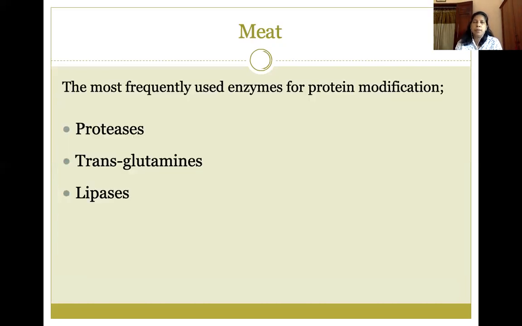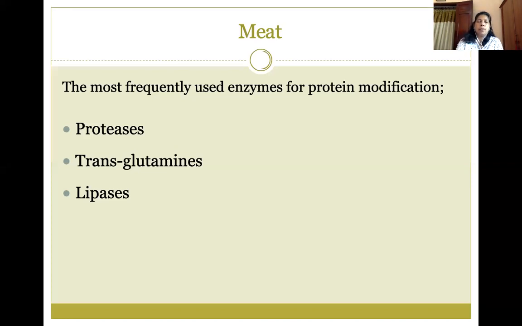Let's move to the meat industry. The most frequently used enzymes for protein modification are proteases, transglutaminase, and lipases. Now you know the role of the lipases. I have to mention the transglutaminase enzyme. It supports getting a very nice structure. It makes more bridges or linkages between protein and protein. Therefore, you can get a very nice structure.